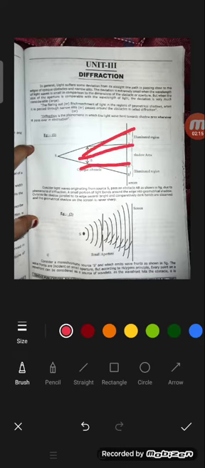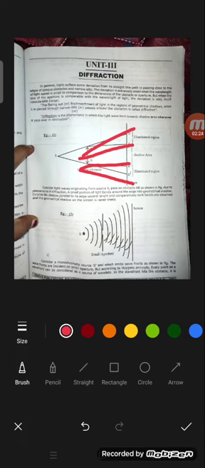For example, if we consider a source of light, as the light passes through the opaque obstacle AB, then while the light meets the edges of the obstacle, it suffers some deviation. This phenomenon is known as diffraction.